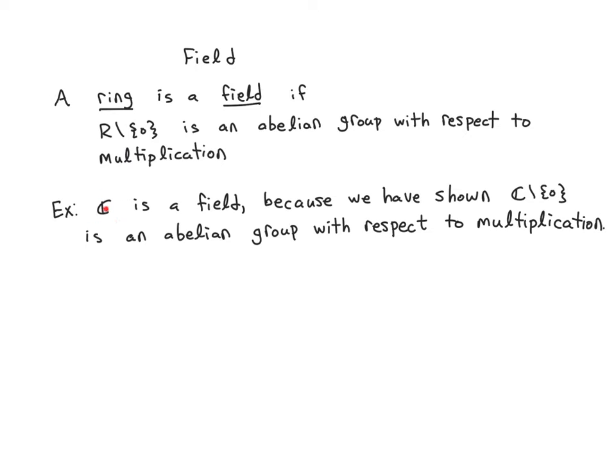One of the standard examples is the complex numbers, because we already showed earlier in the course that the non-zero complex numbers formed an abelian group. Another obvious example would be the real numbers.